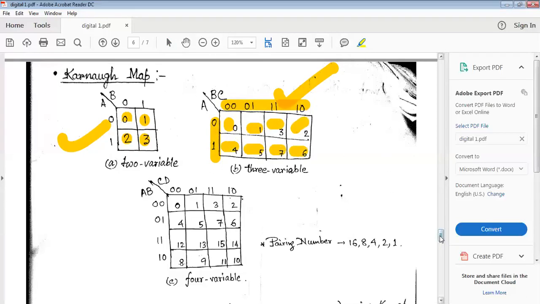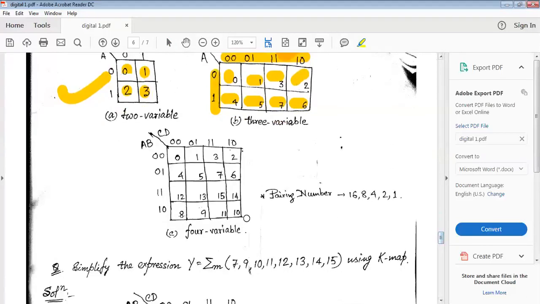Similarly, for four variables, 2 to the power 4 equals 16, so the number of cells will be 16, and the combinations will be the same, that is 00, 01, 11 and 10, and on the column side it is also the same. So that's how the cells are numbered, that is 0 1 2 3 4 5 6 7, and coming to the last row, that is 8 9 11 10, and here 12 13 15 and 14.